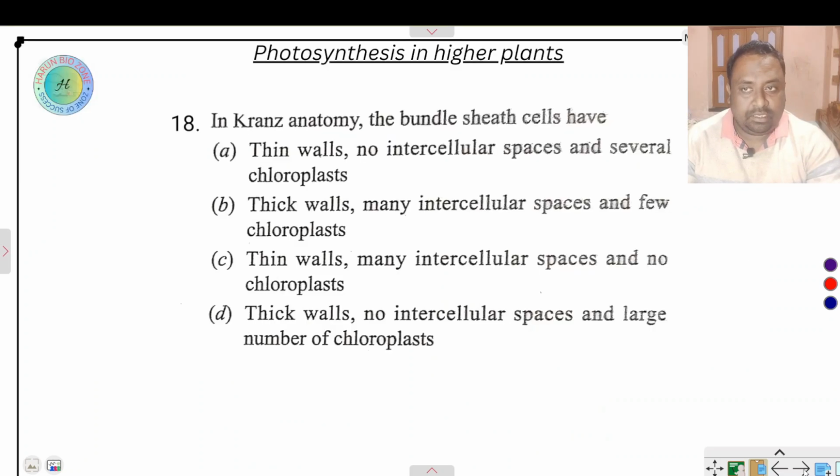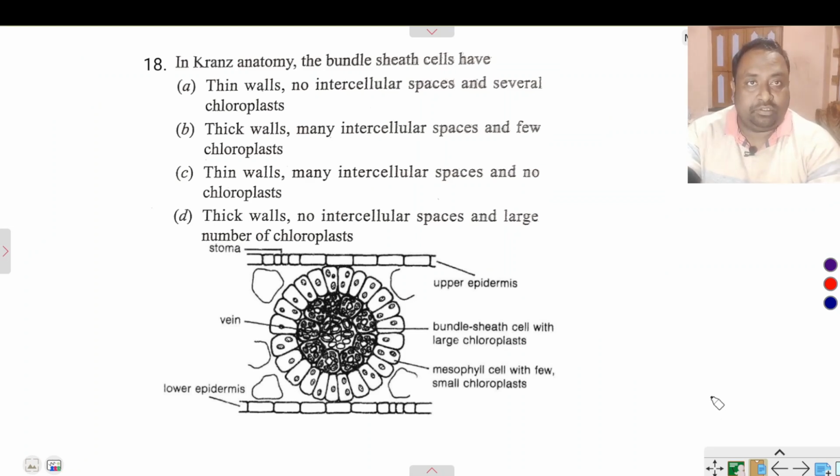Next, in Kranz anatomy, the bundle sheath cells have thin wall, no intercellular space and several chloroplasts; thick wall, many intercellular space and few chloroplasts; thin walls, many intercellular space and no chloroplast; thick walls, no intercellular space and large number of chloroplasts. C4 plants are photosynthetically more active than C3 plants. So more active means here thick wall present, thick bundle sheath.